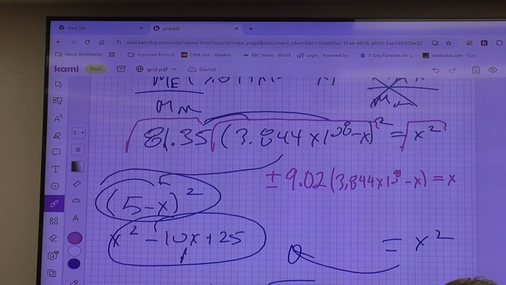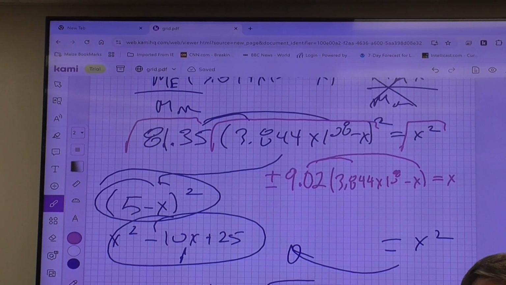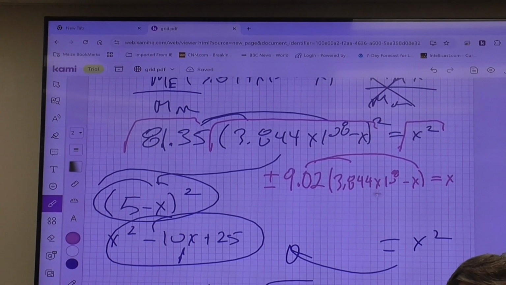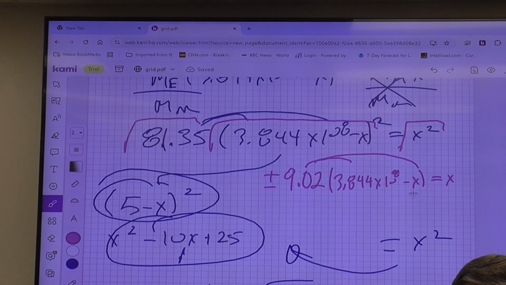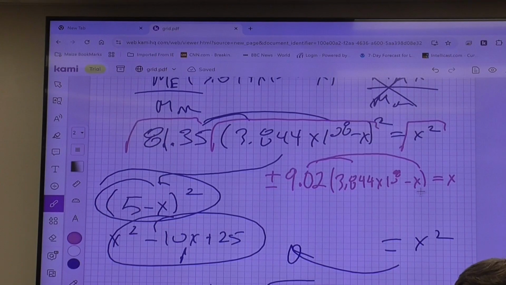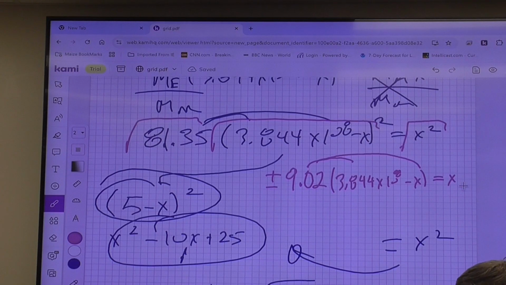Here's how you get your two solutions. You take positive 9.02 and you distribute positive 9.02. So you get 3.844 times 10 to the 8th times 9.02 minus 9.02x equals x. And then you just solve it like a simple one variable equation. You get x on one side, the numbers on the other, and you solve for x.